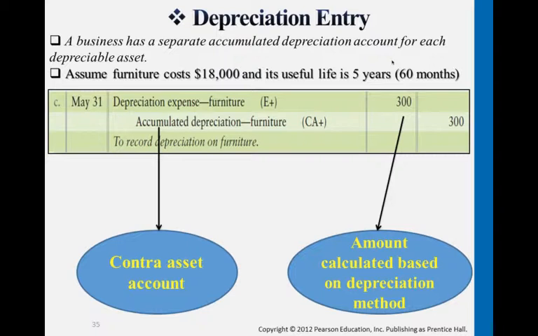It reduced by $300. When it comes to June, we do exactly the same transaction all over again, another $300, and next month another $300. This is a recurring entry. We just spread the cost along the years to represent how the assets have been growing old in the corporation.